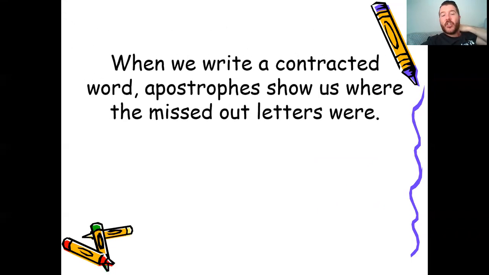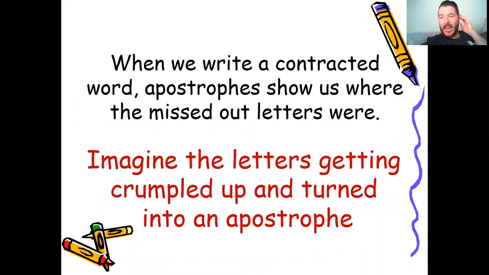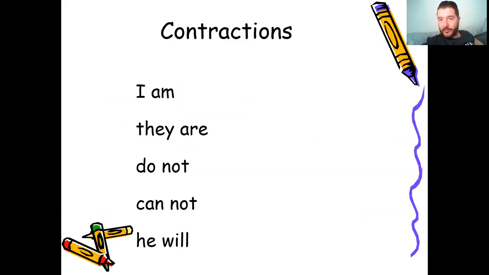So when we write a contracted word, apostrophes show us where the missed out letters were. So when we contract a word, we take out letters, parts of the word, and we put an apostrophe there to show that those letters are missing. Sometimes there'll be more than one letter missing, and they'll be in different places, and we'll talk about that in a minute. Imagine the letters getting crumpled up and turned into an apostrophe.